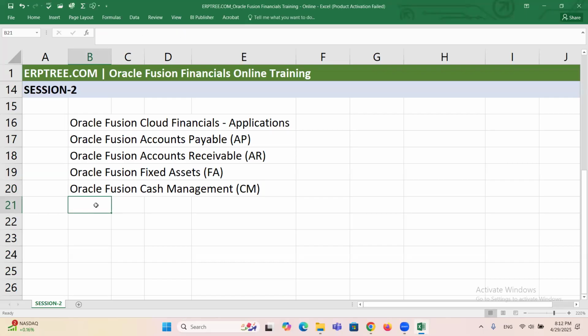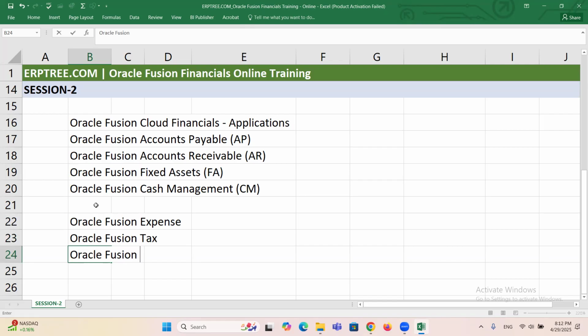So these are the primary applications. Along with this, we will learn the Oracle Fusion Expense application, Oracle Fusion Tax, and for configuration, we work on Oracle Fusion FSM, which stands for Functional Setup Manager.